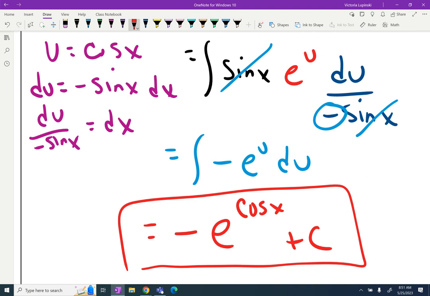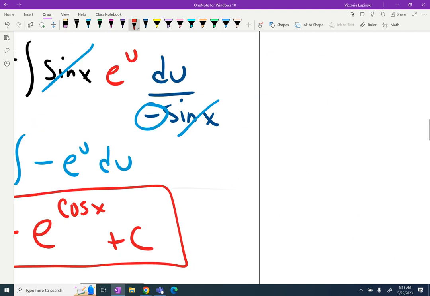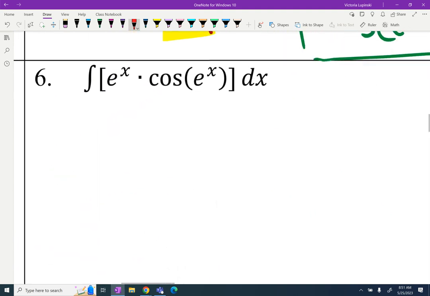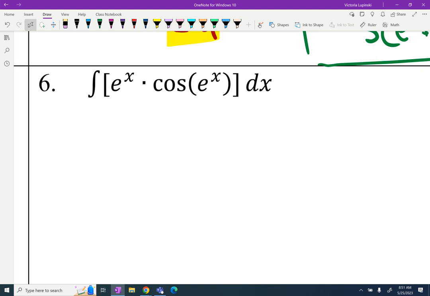Questions, questions, questions? Okay. Last one of this type then, over on the right. Again, there are e's, there are cosines, but you need to be careful when you're choosing your u. This is considered to be the first term. This is considered to be the second term. When you have multiple terms, your u should be the innermost part of the more complicated piece. So in this case, the cosine is the more complicated piece, which means your u is going to be e to the x.